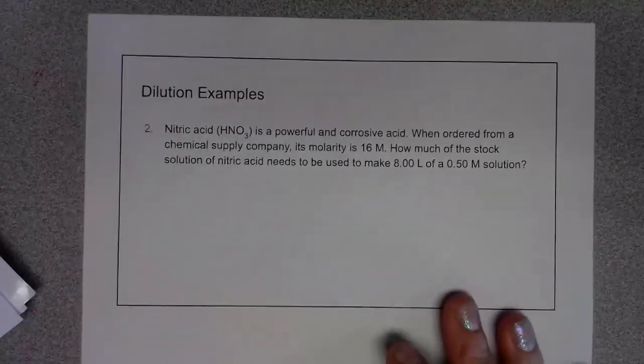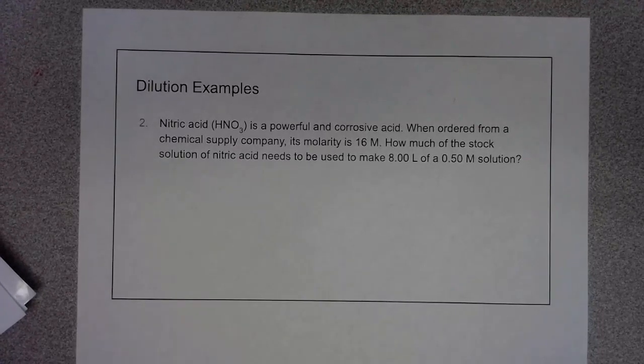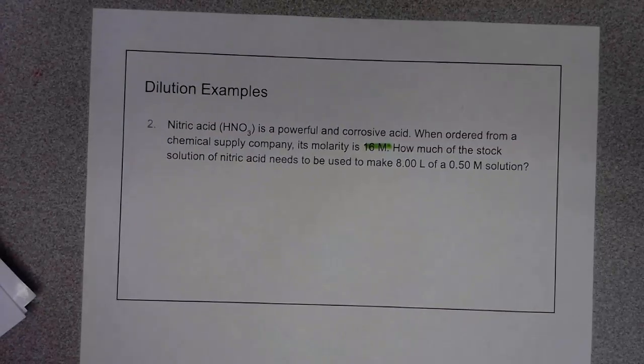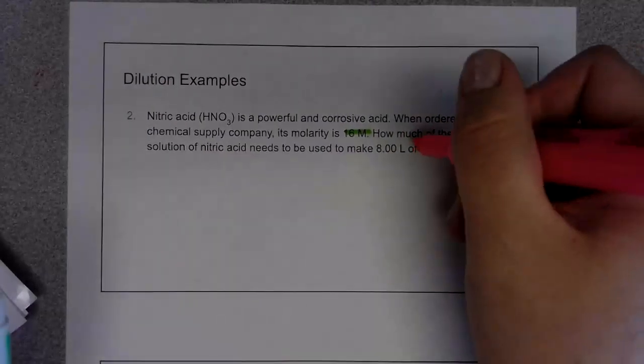Nitric acid, HNO3, is a powerful and corrosive acid. When ordered from a chemical supply company, its molarity is 16 molar. How much of the stock solution of nitric acid needs to be used to make 8 liters of a 0.5 molar solution?